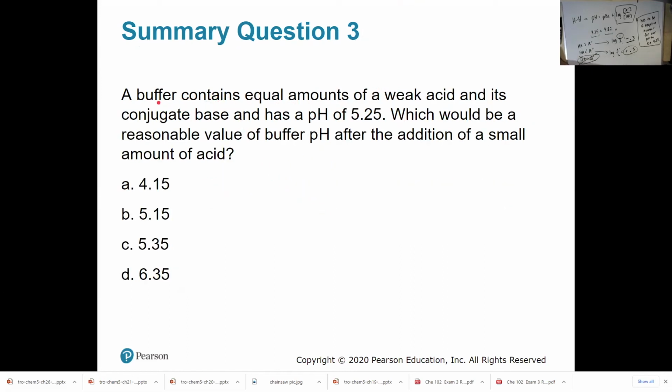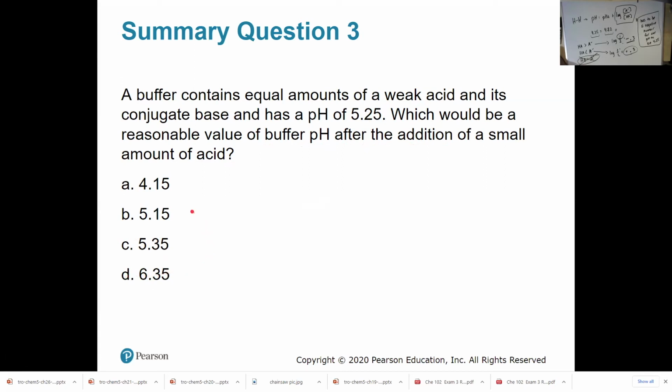This question says a buffer contains equal amounts of a weak acid and its conjugate base and has a pH of 5.25, which would be a reasonable value of buffer pH after the addition of small amounts of acid. So if I'm adding a small amount of acid to a buffer solution, the first thing I should be aware of is that my pH is going to be decreasing. Because adding acid decreases your pH. So right away, choices C and D would immediately be eliminated.